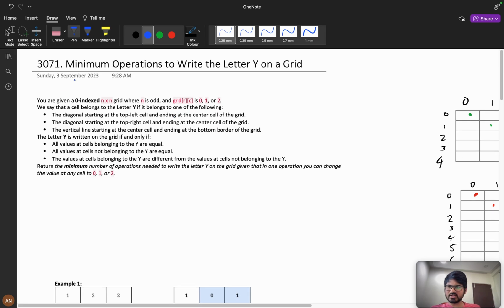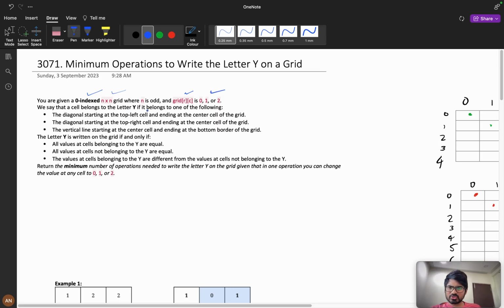Please follow that. Now you are given a zero indexed n cross n grid where n is odd, and each grid value grid[r][c] is 0, 1 or 2. So it is an n cross n grid where n is definitely odd and the grid values can be 0, 1 or 2.